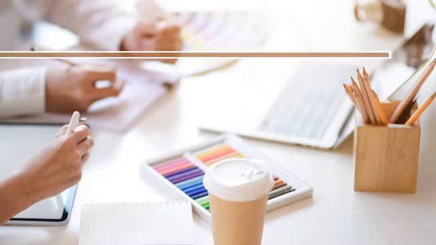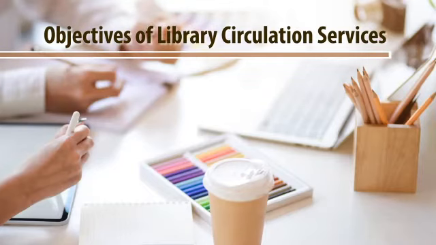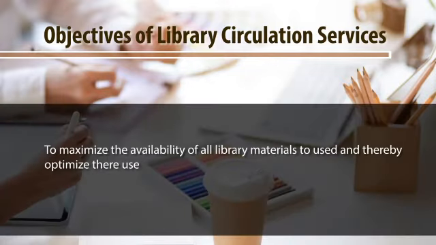So, what are the basic objectives of the library circulation services? To define a few, library circulation services are there to maximize the availability of library materials to be used, and thereby optimizing their use.